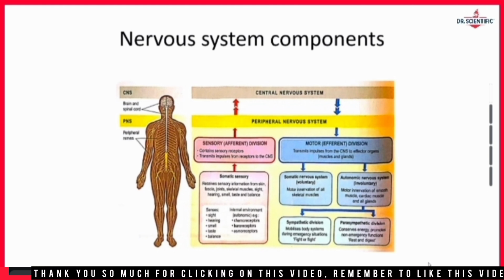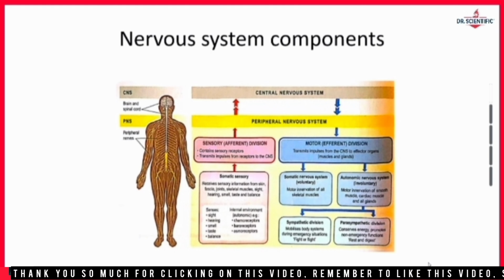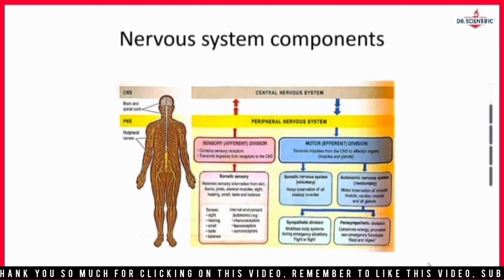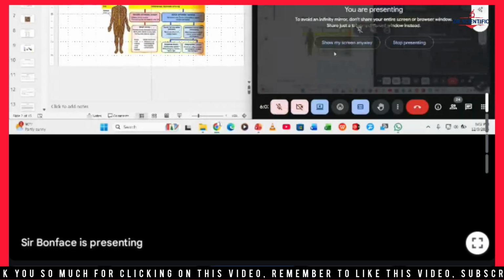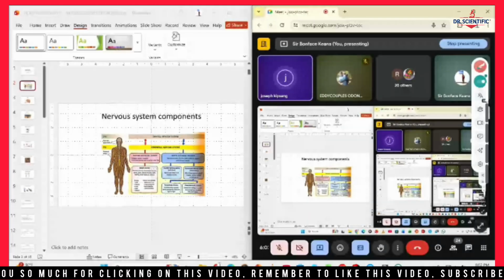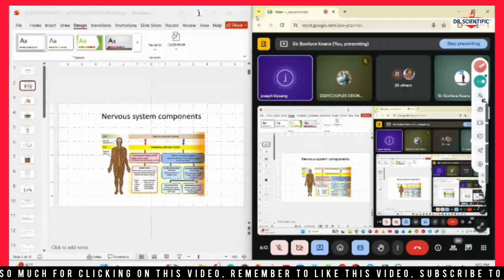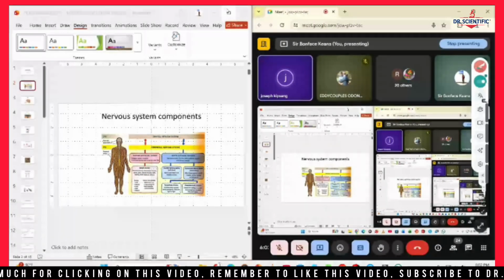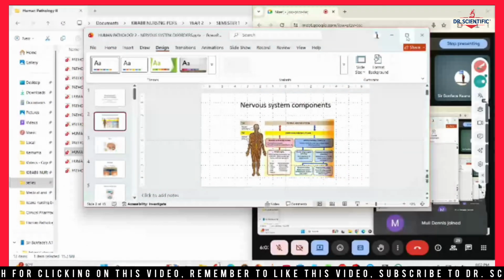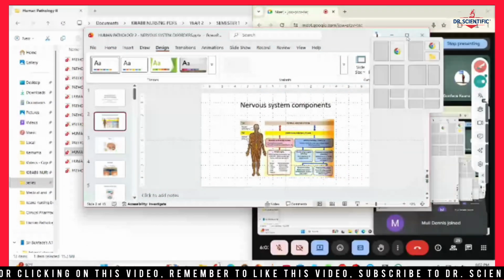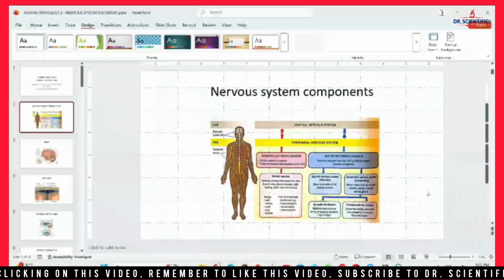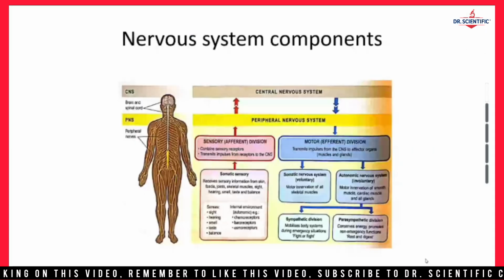And then, of course, we talked about the somatic sensory, that is from outside the body going to the central nervous system. And of course, from the central nervous system, we have the motor, that is the efferent. We transmit impulses from the central nervous system to the effector organs, mainly muscles and even the glands.